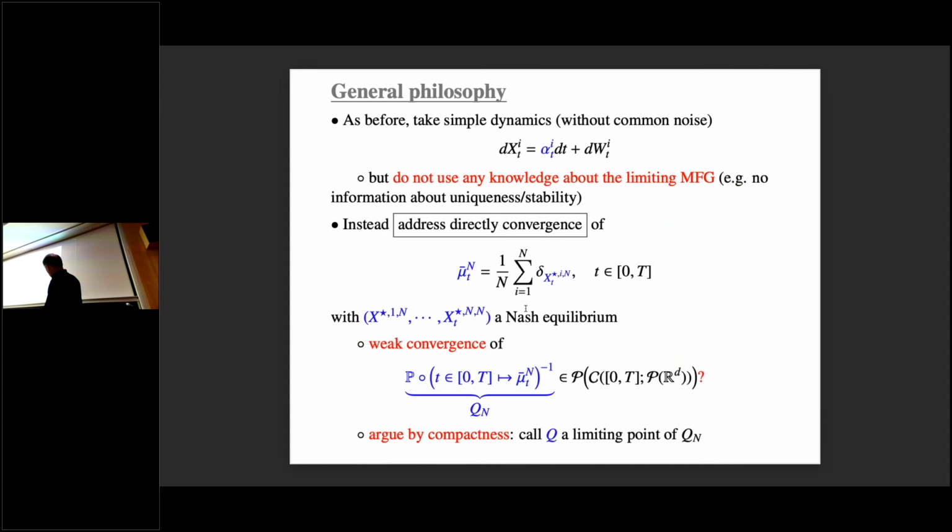So I'm coming back to the case when there is no common noise. So once again, the very simple linear case in the drift, plus the noise. And so we don't want to use any knowledge about the mean field game. And so we don't require uniqueness, and we don't require any stability properties. And so we don't have the master equation. So this was the question raised by Daniel. So what can we say directly without any further equation?